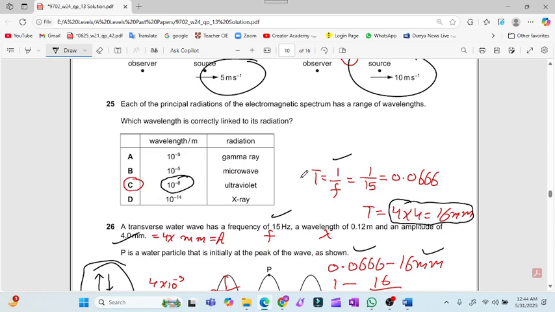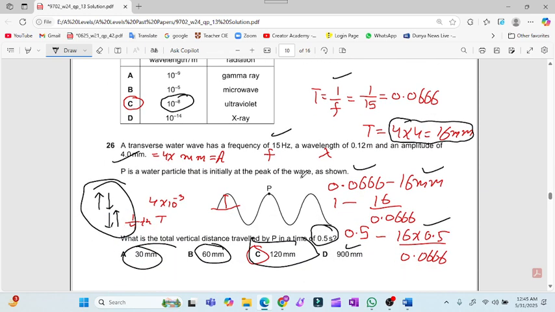For question 25, you have to remember this value. Ultraviolet lies within the 10 raised to power minus 8 meter. Now question number 26. We will not convert millimeter into meter because the answer is required in meter. From frequency, we will calculate the time period, 0.0666. Now the amplitude is 4.